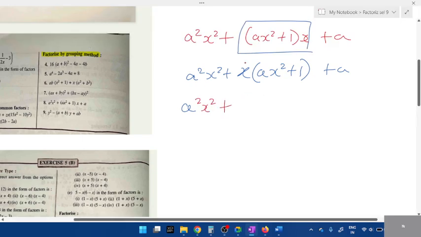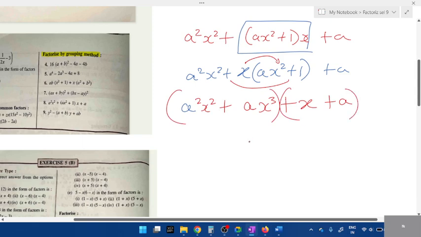Open the bracket. What is x? a as it is. Very good. Plus into plus is plus. x into 1 is x. Now how many terms are there? 4. So whenever we have an even number of terms, students, 4 is even, we use the grouping method. What is the grouping method? You can group any two values. You can either take these two or these two. If I take the first two, can you see a and x are common? We have common values, right?